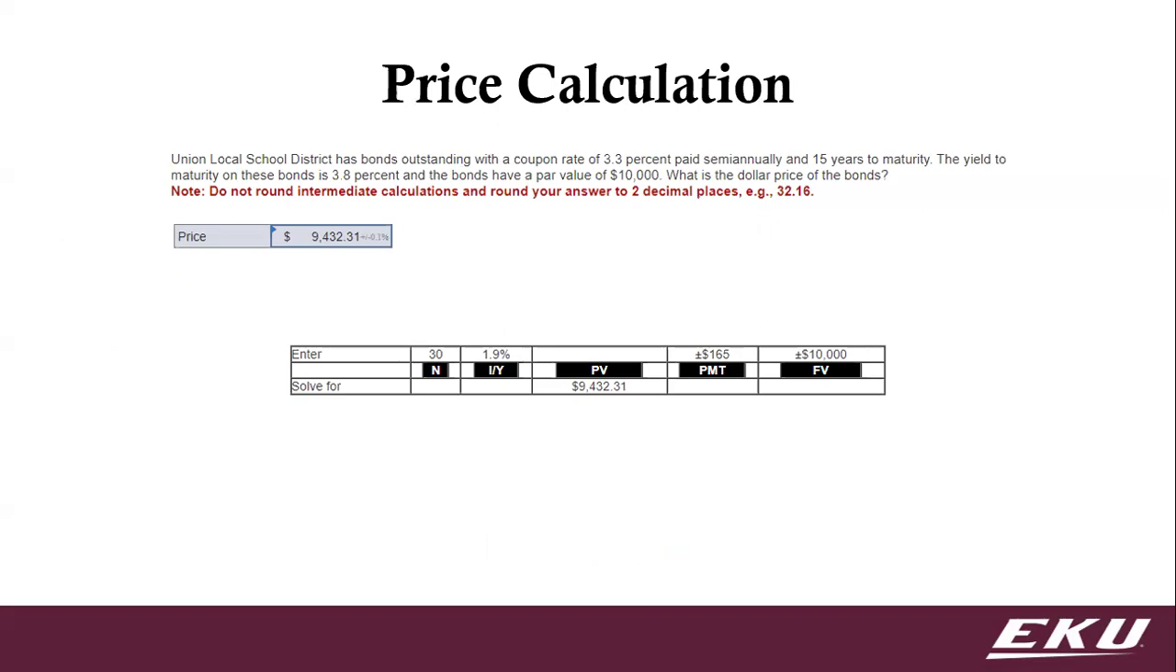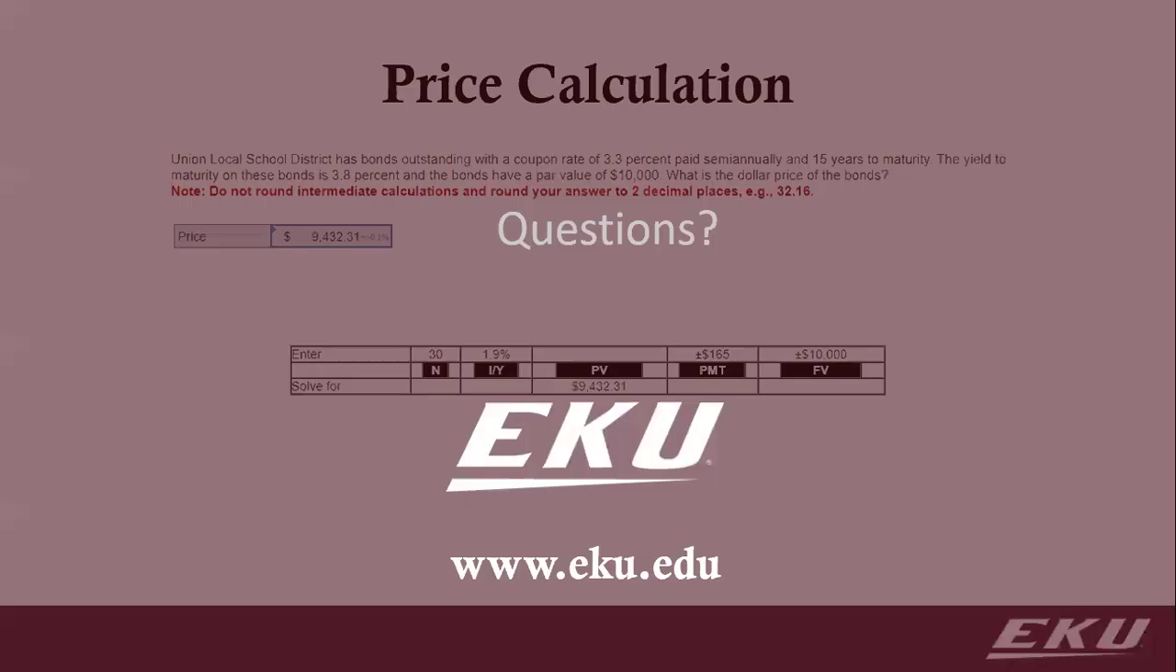Okay, here's one just calculating the price of a bond. They give us a coupon rate. It's paid semi-annually. It's 15 years to maturity. The yield to maturity on the bond is 3.8%. That's an annual one. The par value is $10,000. So how much would it sell for? And again, it's semi-annual, so you'll have to divide all of those annual figures by 2 for the payment and interest rate, and multiply by 2 for the number of periods. But then we'll just compute the present value for that one.